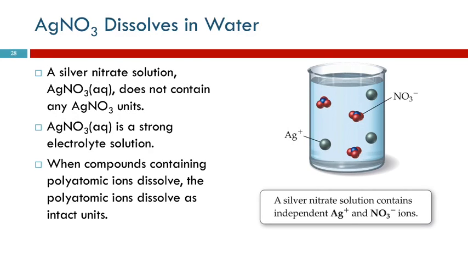If we look at silver nitrate, it is also an ionic compound. When silver nitrate dissolves in water, it separates into silver ions and nitrate ions. These are polyatomic ions. They behave as a unit, so those don't separate at all. There are two ions, the silver ions and the nitrate ions. This is also a strong electrolyte solution. There's lots of ions here. And if you put the conductivity apparatus in there, the light bulb will glow brightly, strongly. So polyatomic ions stay together when they're dissolved in water.